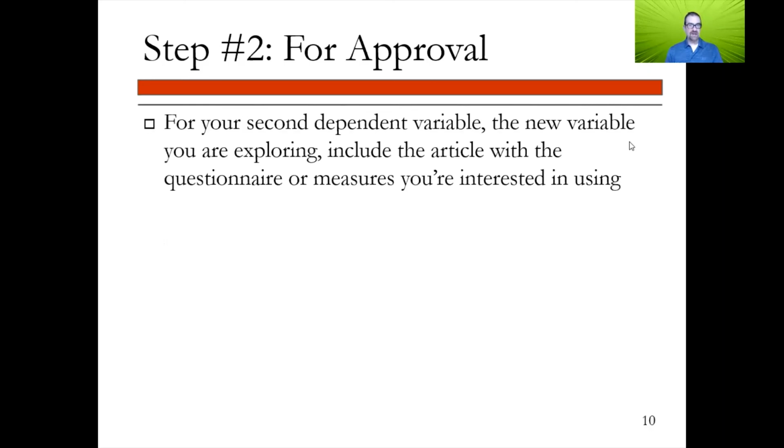For that second dependent variable, the new variable you're including, you're going to also need to include the article that you're interested in working with. So what we need to do there is make sure that you're going to include the article so that I can see the measures in the questionnaire that you're using. This will help me make sure that you're on the right track, and it'll help me out later on when we work together to do your data analysis.